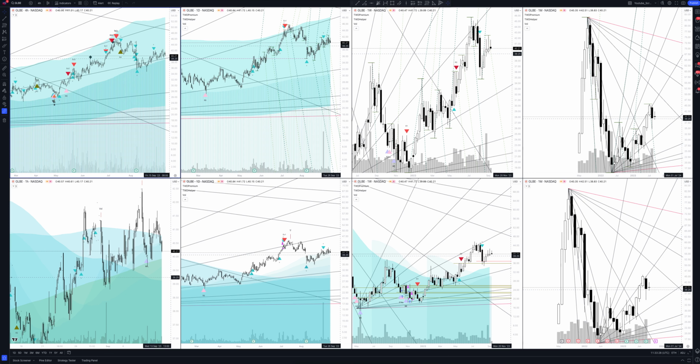Today we will take a look at Global-E Online Ltd stock. Let's analyze the market situation and find out how you can make money on it. Let's start.